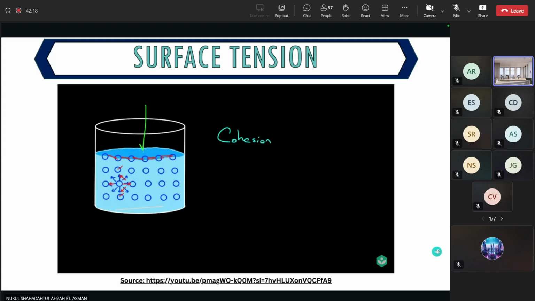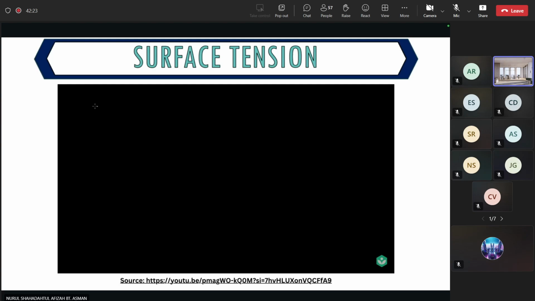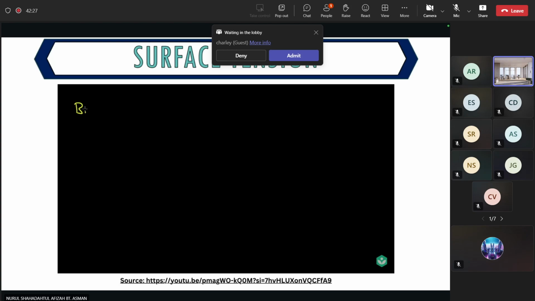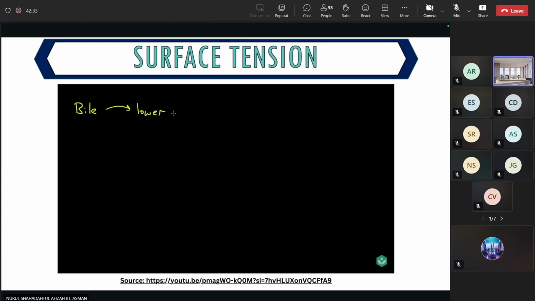So this allows it to support a certain amount of weight, which allows the needle to rest on the surface. A few practical applications of this: one clinical application is that if there's bile present in urine, you could detect its presence because it lowers the surface tension of urine. So it gives you a test of whether the liver is metabolizing things the way it should.